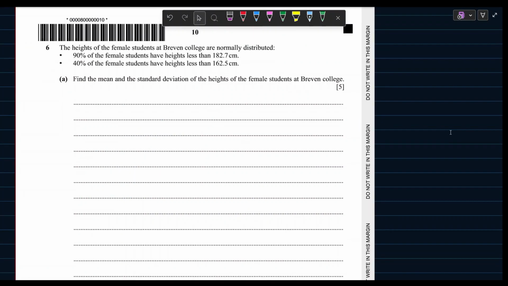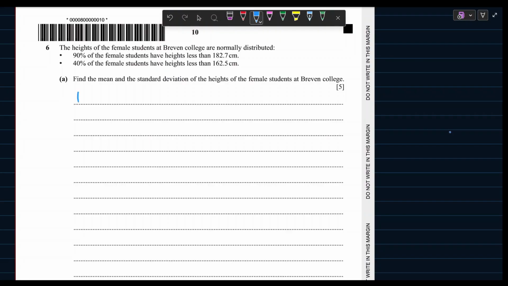Number 6. The heights of the female students at Brevin College are normally distributed. 90% of the female students have heights less than 182.7 centimeters. 40% of the female students have heights less than 162.5 centimeters. Part A. Find the mean and standard deviation of the heights of the female students at Brevin College.